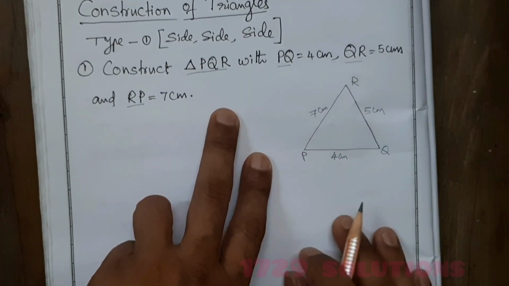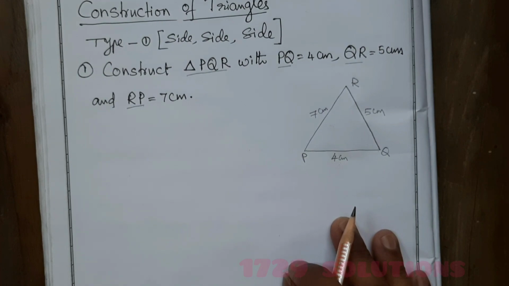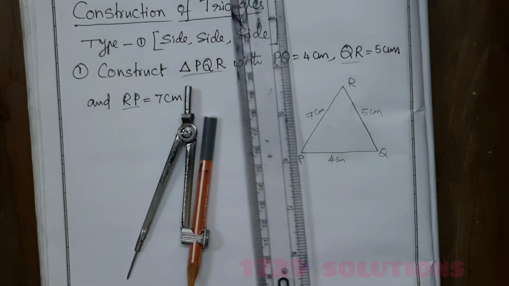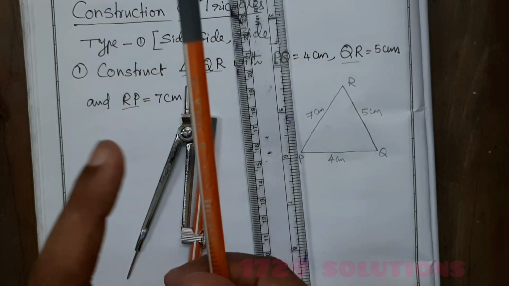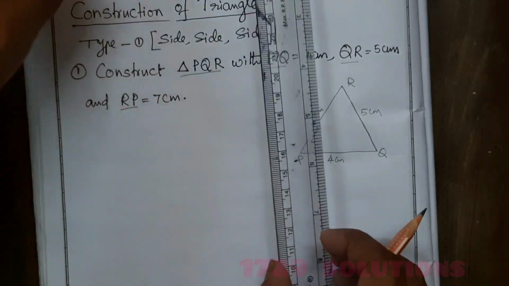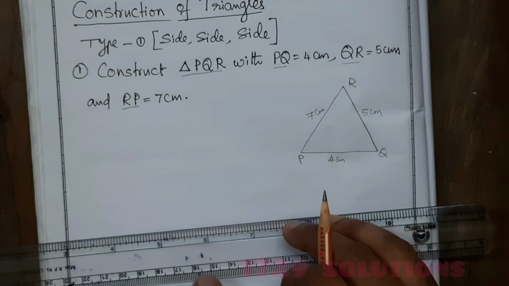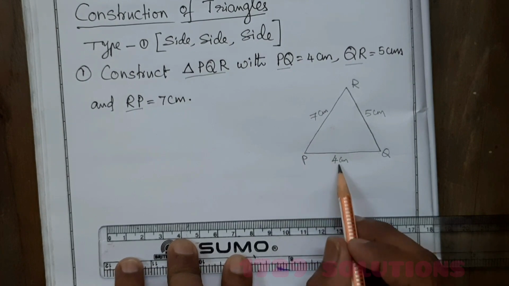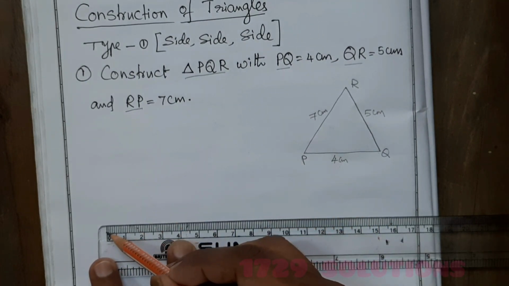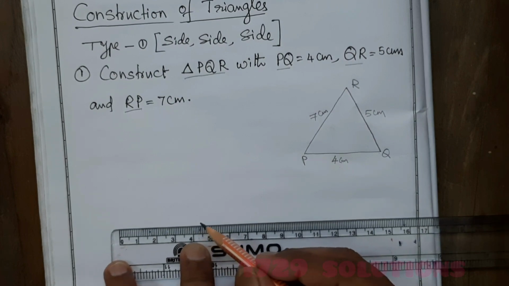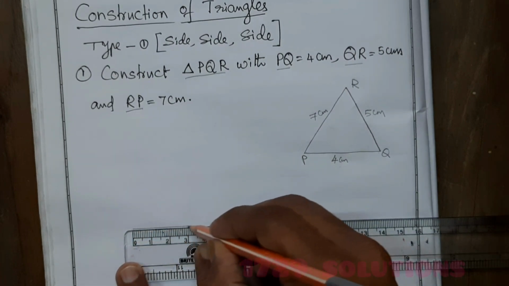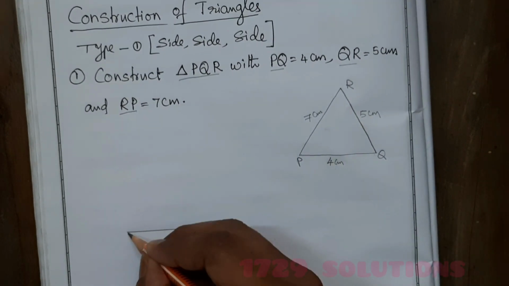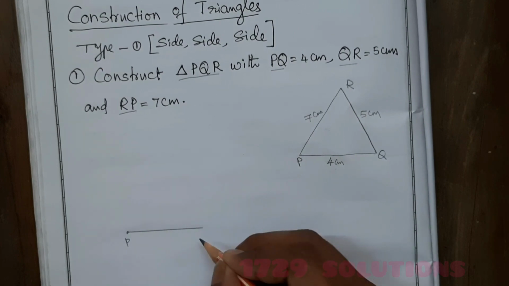This is the rough diagram given to you in the right side corner. Now you need to start construction. For that you require a compass, scale and a pencil. Better to take separate pencils, one pencil with the compass, another pencil for drawing the lines. Now see the rough diagram and draw the base PQ. How many centimeters? 4 centimeters. Yes. Now mention the name. The name of the 4 centimeters line segment is PQ.